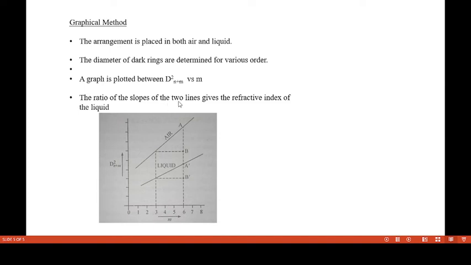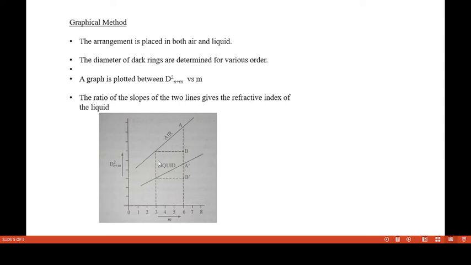Then the ratio of the slopes of the two lines. Let's see what the ratio of the two lines are. So we plot dn plus m square versus the m order. So for air film, this is the line that we get. If we plot the points, that is for different orders, we plot the value of dn plus m square, and this will be for air film, and similarly this will be for the liquid film.